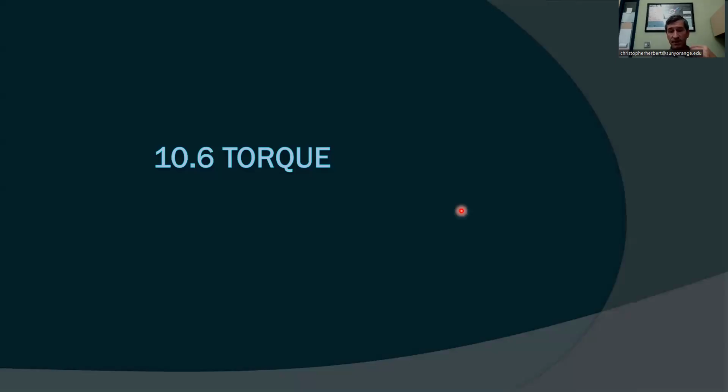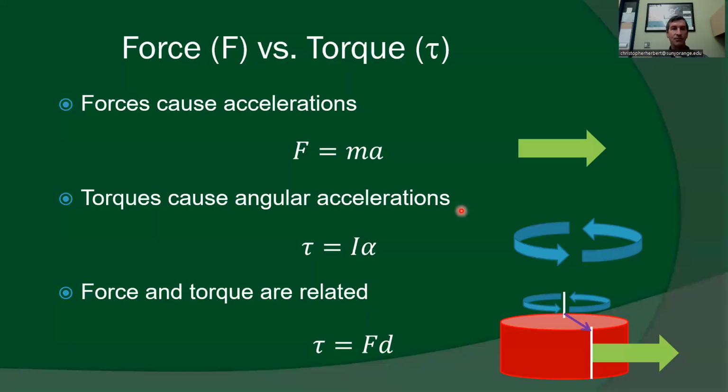Section 10.6 is titled torque. This is the rotational analogy for force. We know that, according to Newton's second law, if a mass is constant, force equals mass times acceleration. Basically, force creates a change in motion or an acceleration. Torques cause an angular acceleration, a change in the rate of rotation. But torques are also related to an applied force.